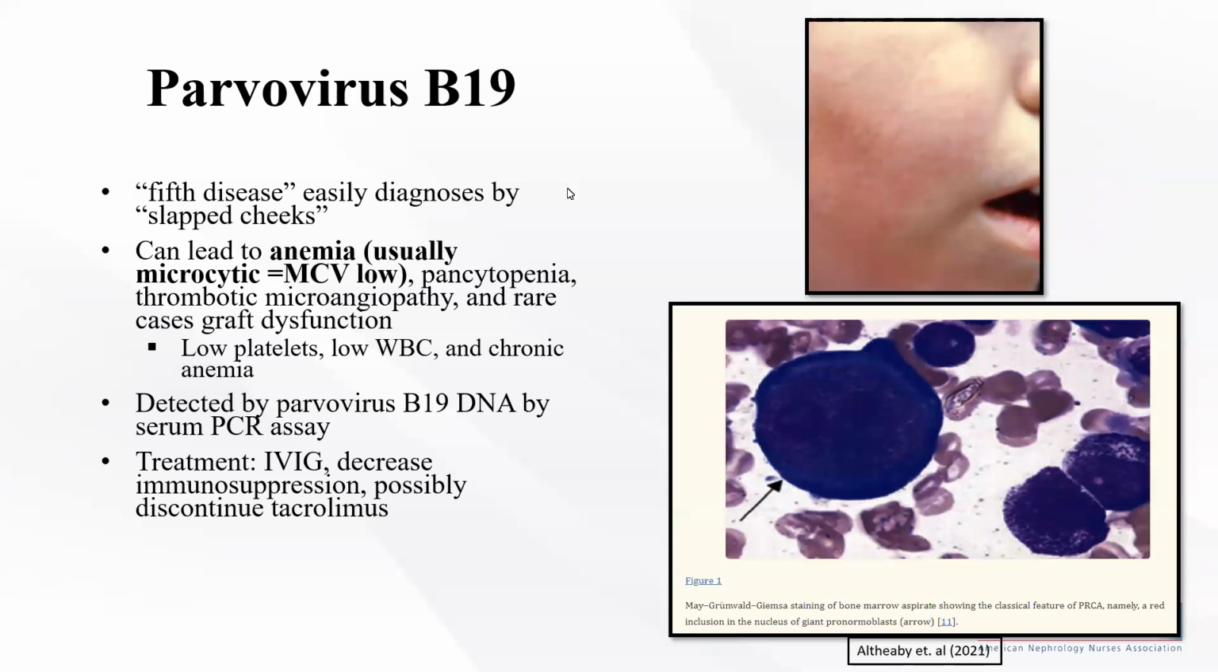You will see here on this is actually some from the bone marrow. It's an aspirate showing some classic features. What they'll have is these big red blood cell precursors, namely an inclusion in the nucleus of a giant cell. They call it a pronormoblast. The arrows point to these big cells. That's the parvovirus affecting your red blood cells. So if they do a bone marrow biopsy, because it's an invasive disease, they may see these big pronormoblasts on the bone marrow. Sorry.